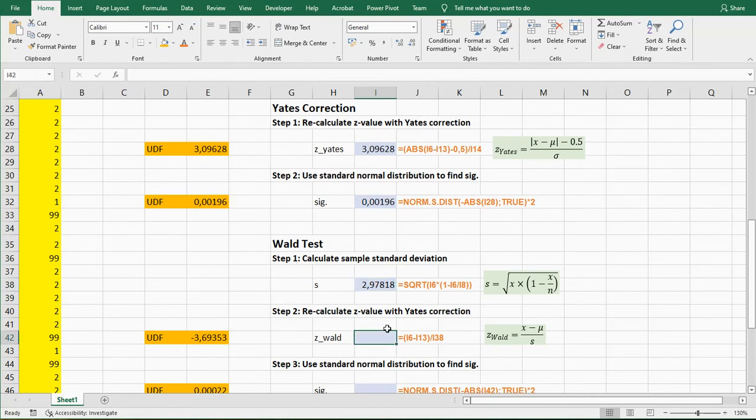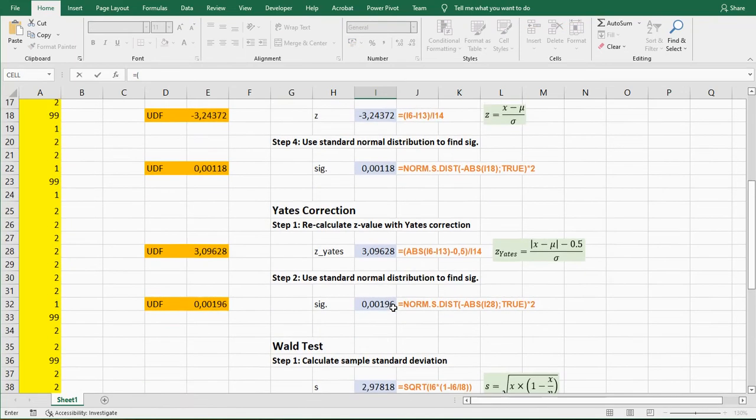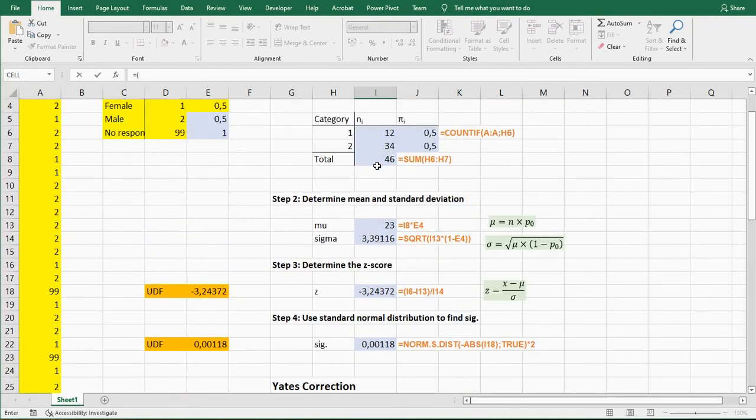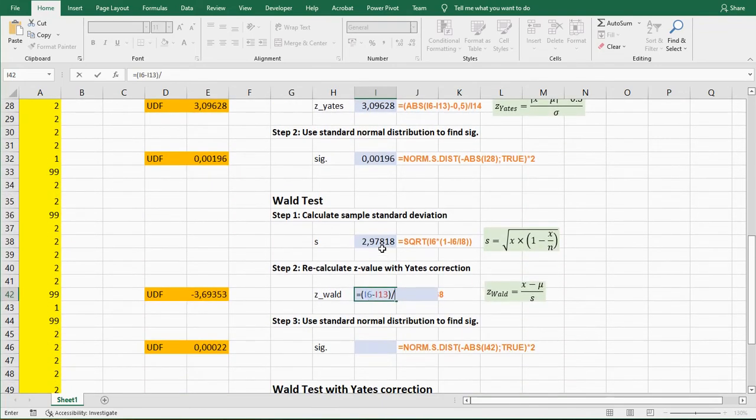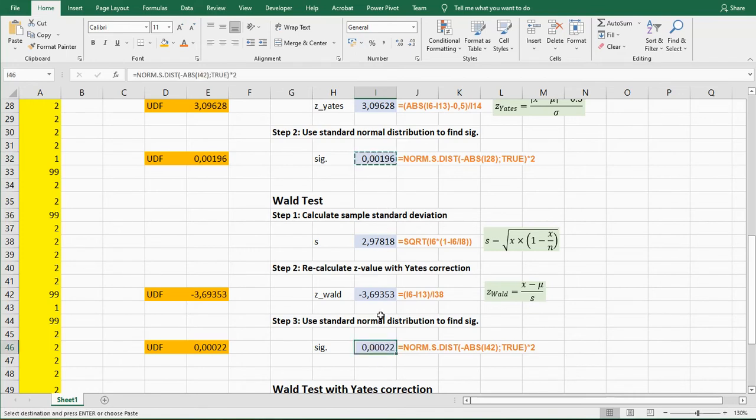And I use now the exact same formula as before. I can say, well, it's going to be the x, which was 12. Where is it? All the way up here. Minus my mu, but now divided by this Z value according to Wald, this S value. So the significance can be calculated in exactly the same way as before, so I can probably even copy paste this whole function. And indeed it seems to be picking up this Z value now, and there it is, 0.0022.